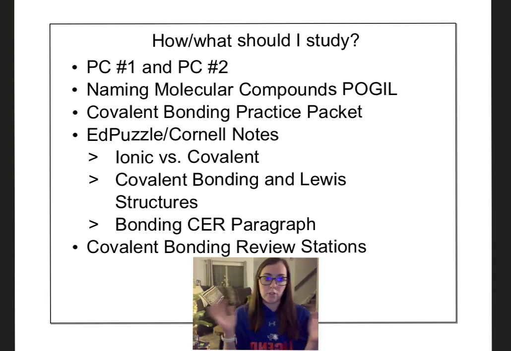Progress check 1 and 2. Those are just practice problems, similar to what you'll see on the quiz. The naming molecular compound POGL. The covalent bonding practice packet from Monday and Tuesday's Zoom call. The answer key is posted. That's with all those Lewis structures.